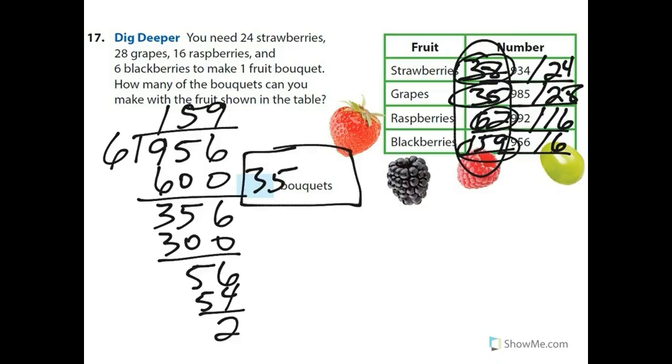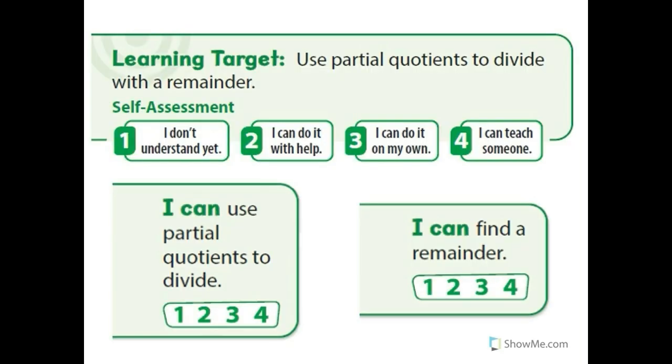Oh my goodness, that took a lot of work. This lesson took a lot of work, didn't it? With all the skills that we had to use, right? In our learning target, if we go back to it, use partial quotients to divide with a remainder. Hopefully you can do that. You can use partial quotients to divide, and you can find a remainder.